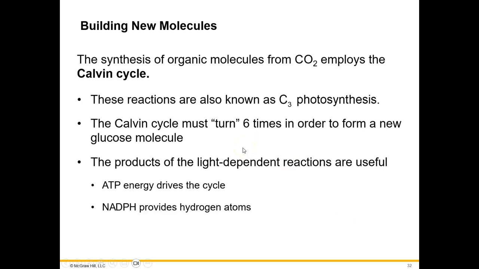The products of our light-dependent reactions, everything we just talked about, photosystem 2 to our electron transport system, to photosystem 1 to our second electron transport system, all of that is our light-dependent reactions. And they produced ATP and NADPH. Our ATP is the energy that drives the Calvin cycle, and our NADPH provides those hydrogen atoms, which are going to be the necessary electrons that are needed to create our glucose molecule.